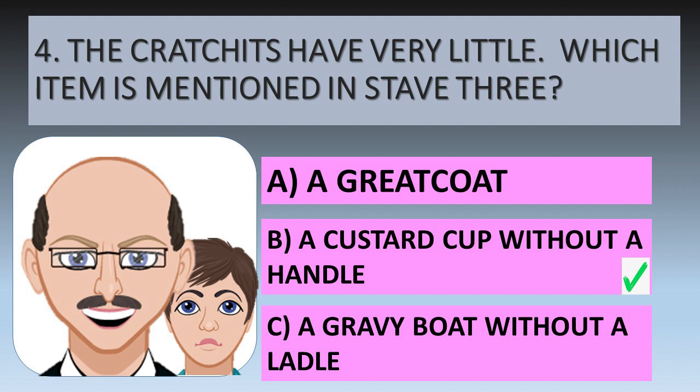The Cratchits have very little. Which item is mentioned in Stave 3? Well, it's not a gravy boat without a ladle. It's a custard cup without a handle that they have. So they've got so very little. The idea is here that the readers would be just empathising on how very little this family have.